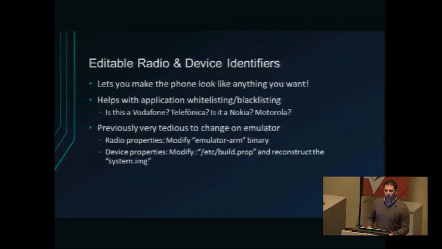And then for the build properties, these are your manufacturer, your model, and any other read-only parameters, which are stored in a read-only file on the system partition called /etc/build.prop. You can only edit this file at boot. So when the system boots, it'll read this file into the build library.